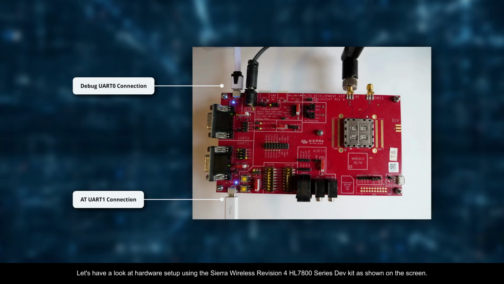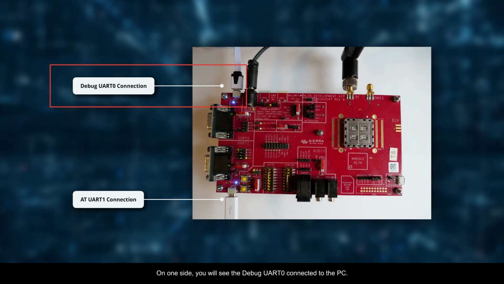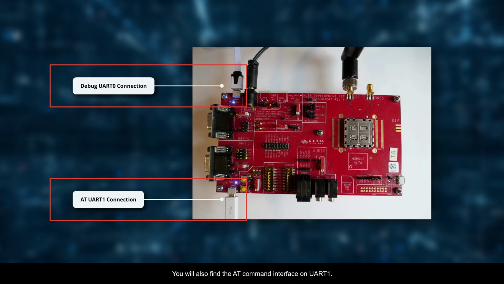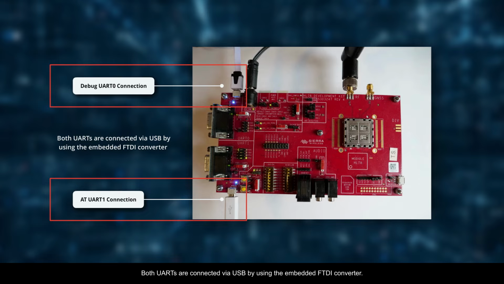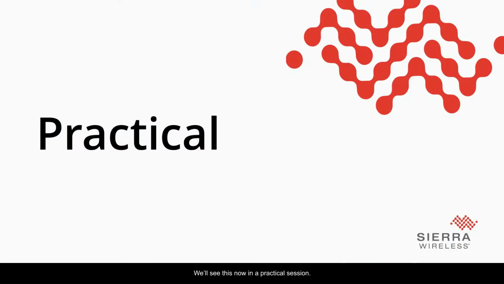Let's have a look at hardware setup using the Sierra Wireless Revision 4 HL7800 series dev kit as shown on the screen. On one side, you will see the debug UART0 connected to the PC. You will also find the AT command interface on UART1. Both UARTs are connected via USB by using the embedded FTDI converter. We'll see this now in a practical session.